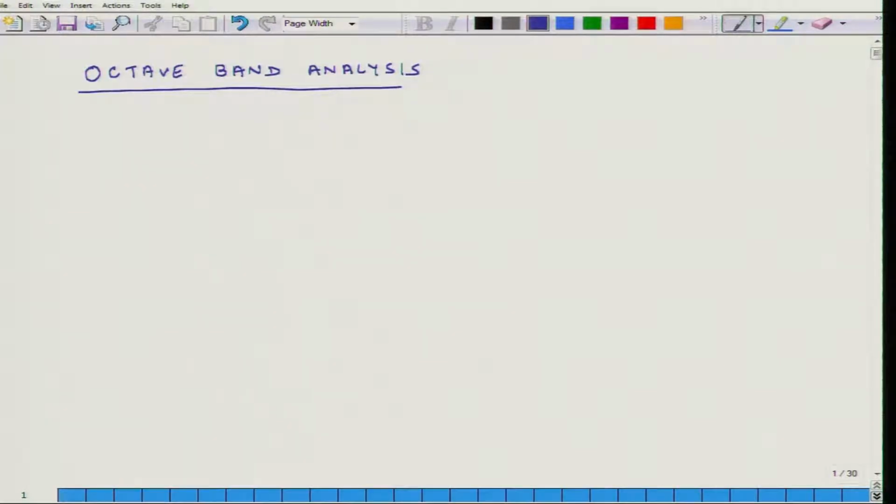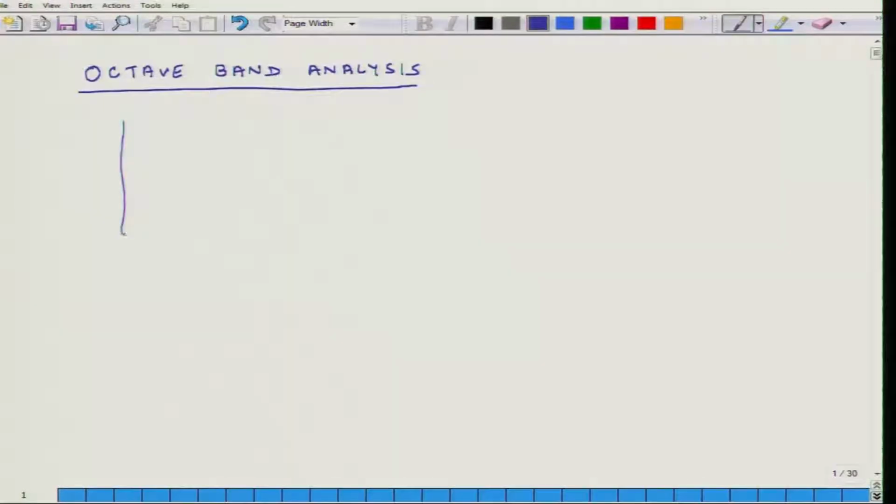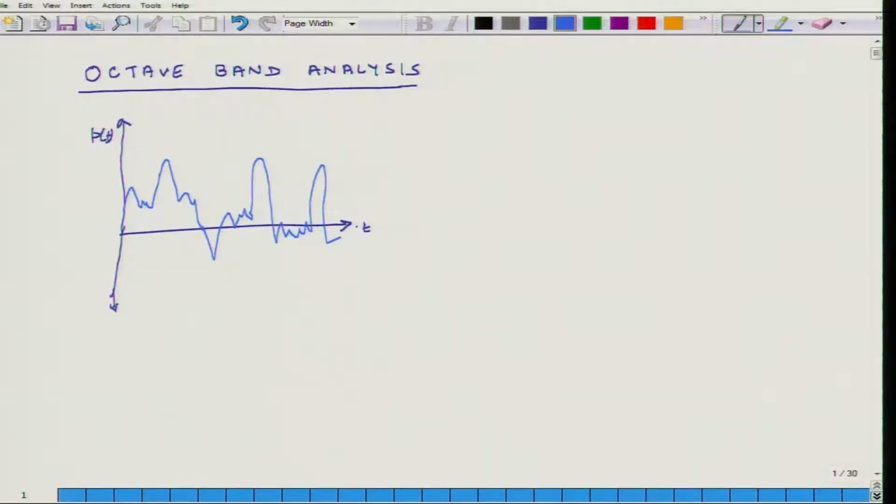Okay. So, first thing we would like to know is what do we plan to do in this analysis. So, consider a noise source. Let us say there is an engine in a room and it is generating some noise. If I record its signal in time, so this is time axis and this is pressure as a function of time, then the noise signal may look something like this, some noise signal, right.